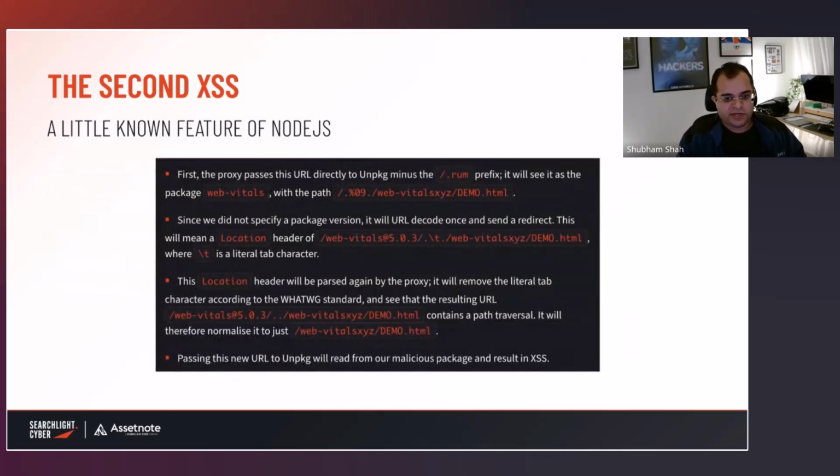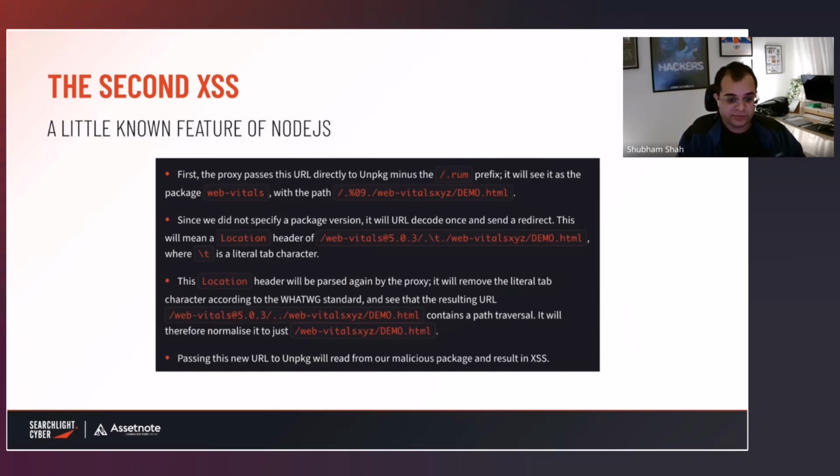So how did this really work? Let's step through it step by step. The proxy first passes it to unpkg minus the /.rum, and it will see the web-vitals path with the // as well. Since we didn't specify a package version, it will URL decode it and then send a redirect. This means that the location header turns into a tab followed by /, where the tab is a literal tab character. The location header gets parsed again.